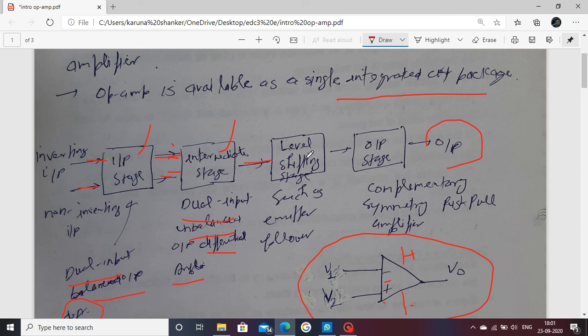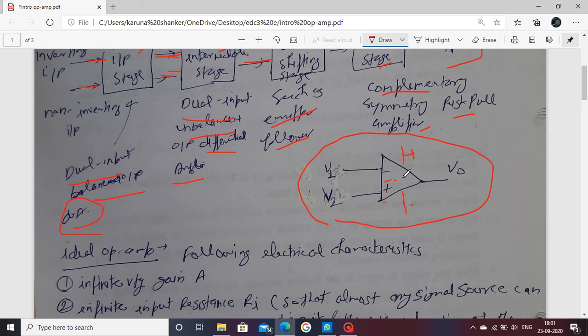Next is the level shifting stage. In this stage we use an emitter follower circuit. The emitter follower circuit is also called a common collector circuit. In the output stage we use a complementary symmetric push-pull amplifier. And the output is taken in the last stage.